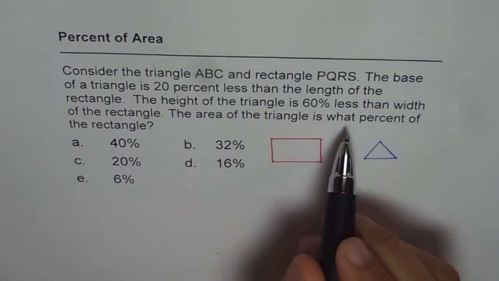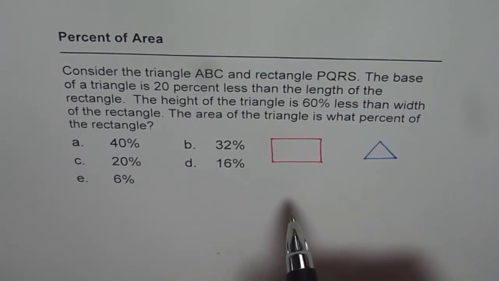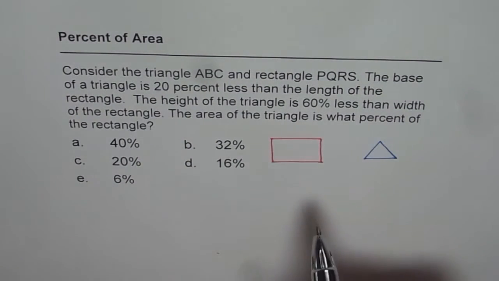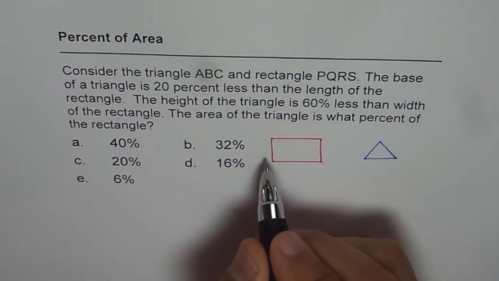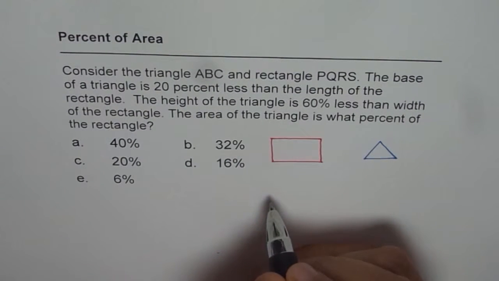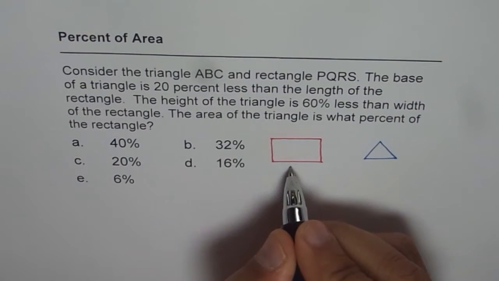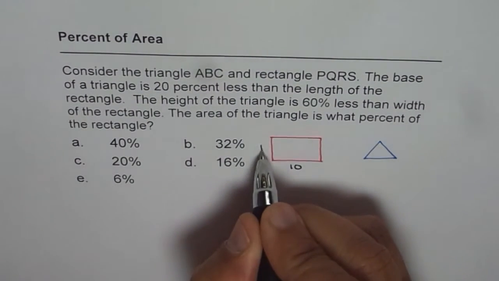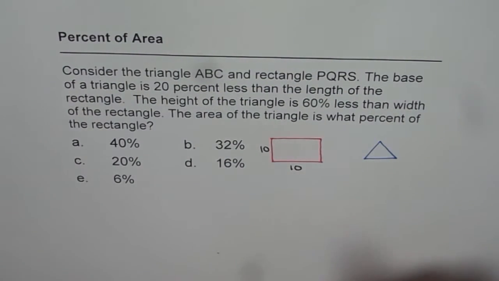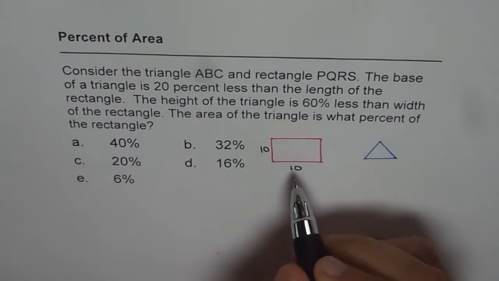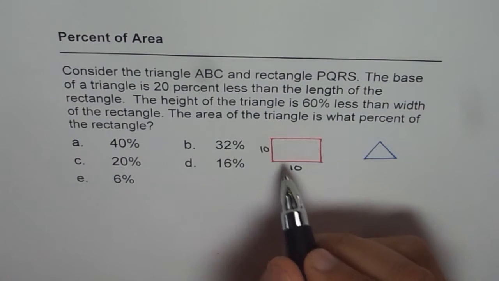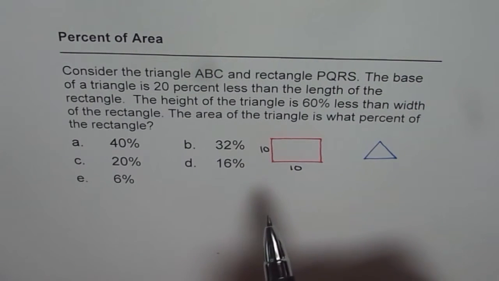So whenever it is what percent, it's a good idea to take rectangle as 100%, right? So to make this area as 100, we can take dimensions as 10 and 10, right? I know it doesn't look like that. I should have made a square. But well, we're just calculating, right? So let the dimensions be 10 and 10. It helps. You will see how.